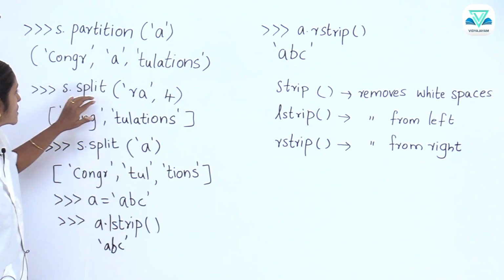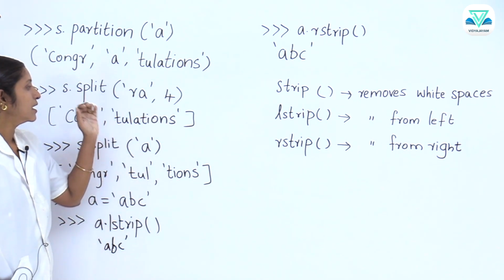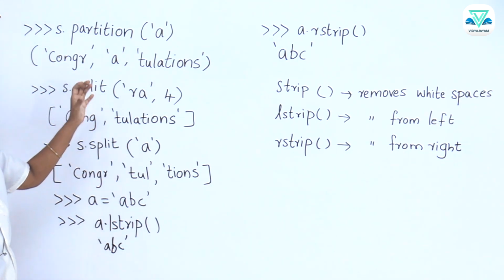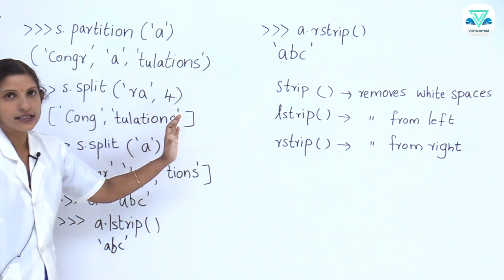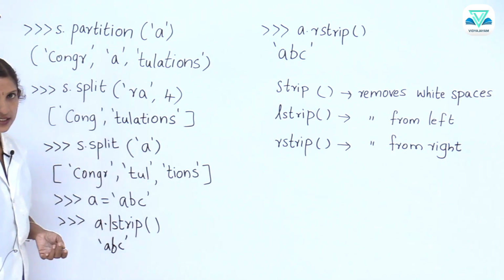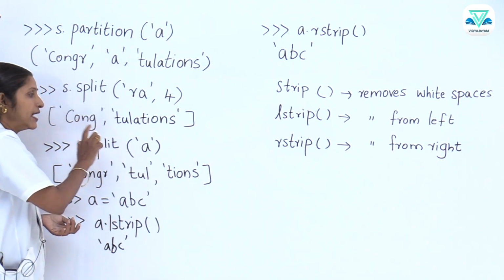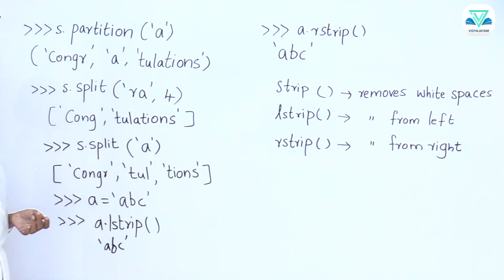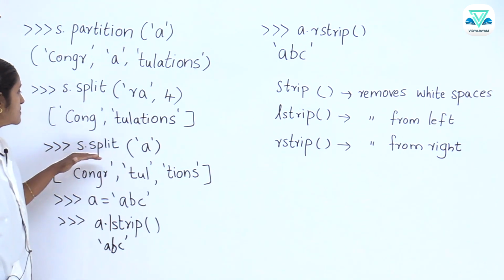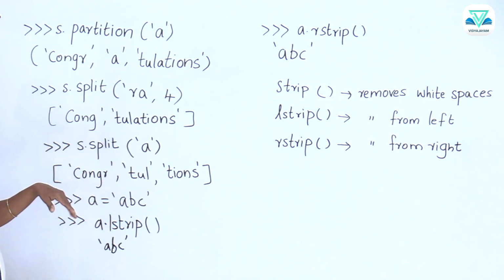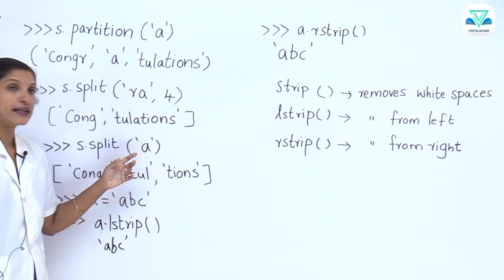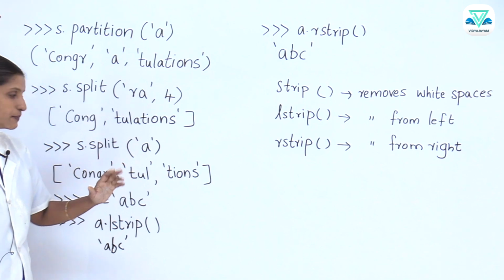Now next is s.split('RA', 4). That means wherever this particular RA combination is coming, that will be taken and the rest of the letters will be shown here. So here it is congratulations, so CONG will be there and then the rest of the letter combinations will be present, but RA will not be seen. Next comes s.split. Split is a function which helps us to split the words or the sentence with the specified letter given. Here A is given, so wherever A comes it will be split.